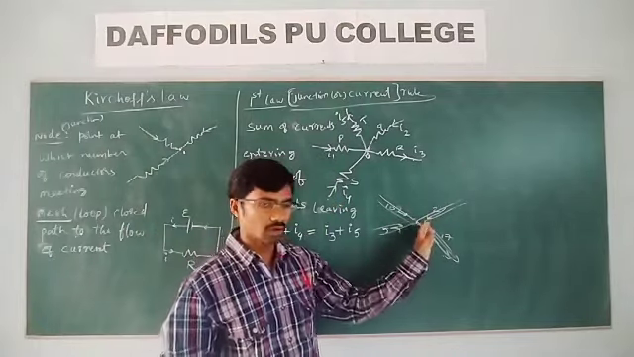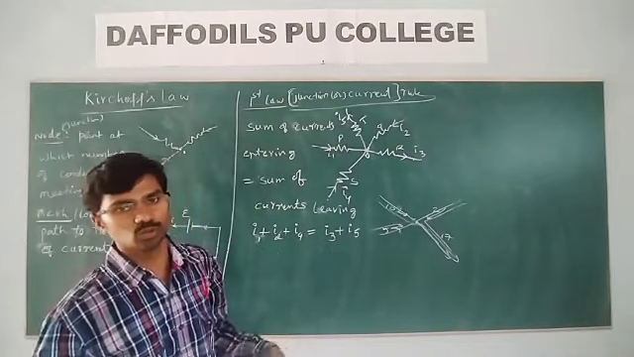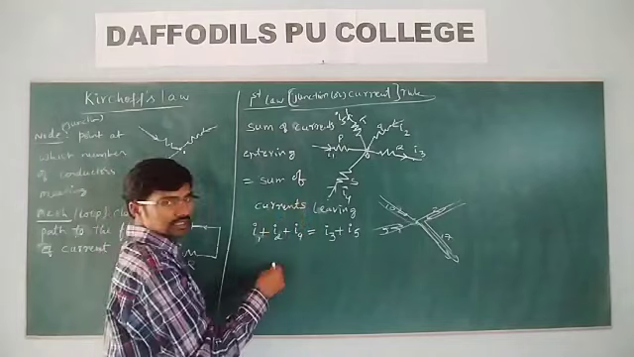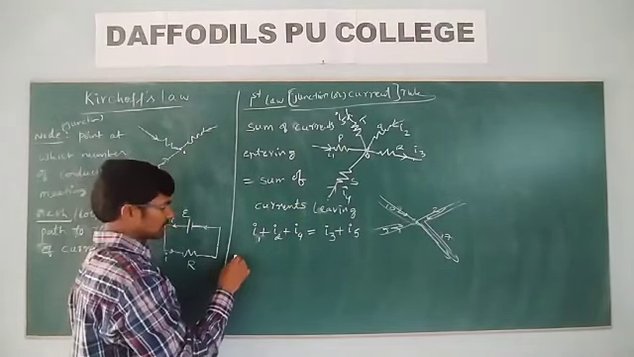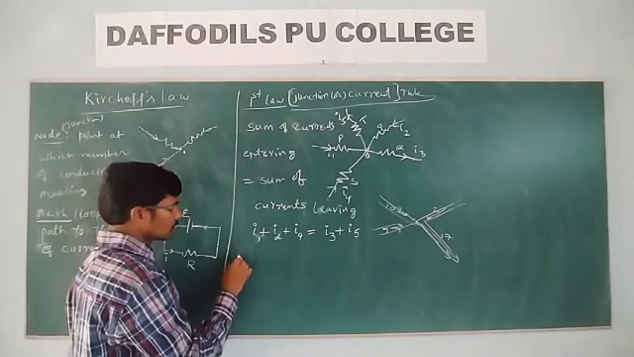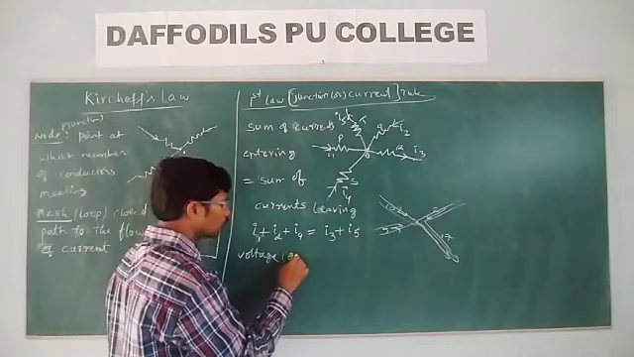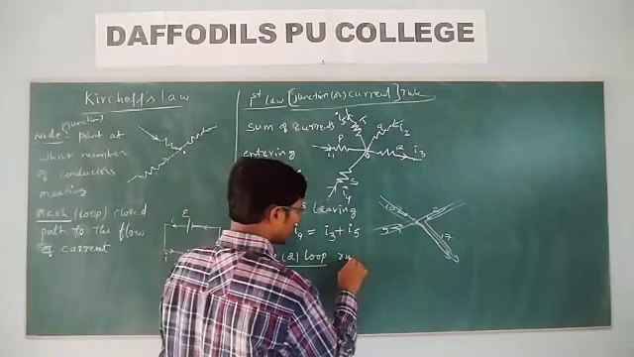The sum of the members moving towards the junction is equal to the sum of the persons moving away. It is the same as that one: the sum of the currents entering is equal to the sum of the currents leaving. So this is the first law. Whereas the second law is called the voltage rule or loop rule.